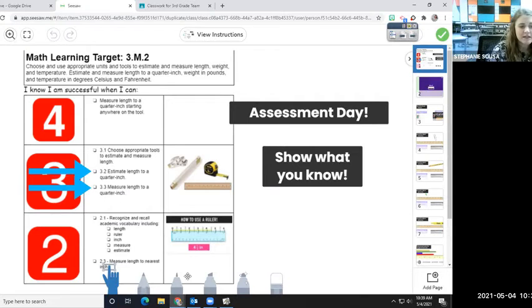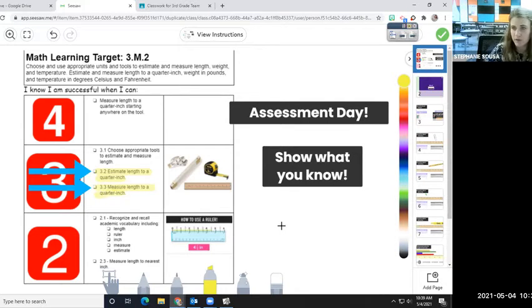Your success criteria are focused here. Estimate length to 1/4 inch, measure length to 1/4 inch. So you're going to be able to take a guess, and you're going to be able to find exactly, okay?